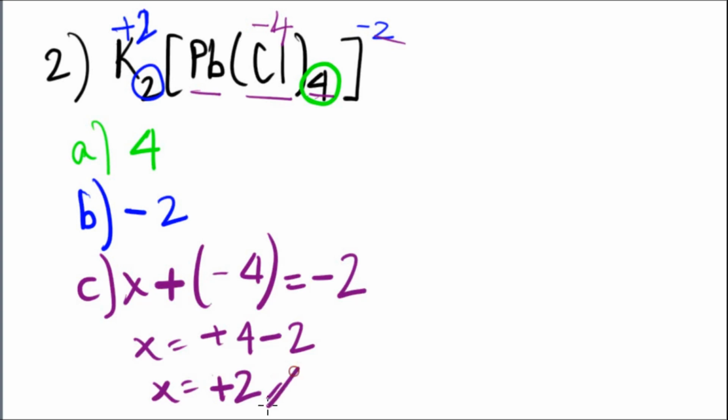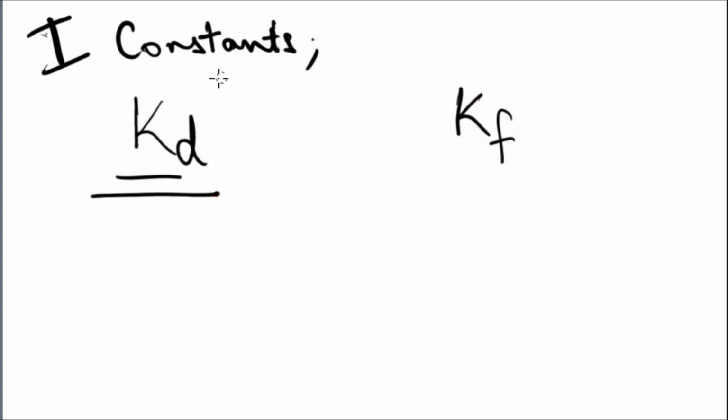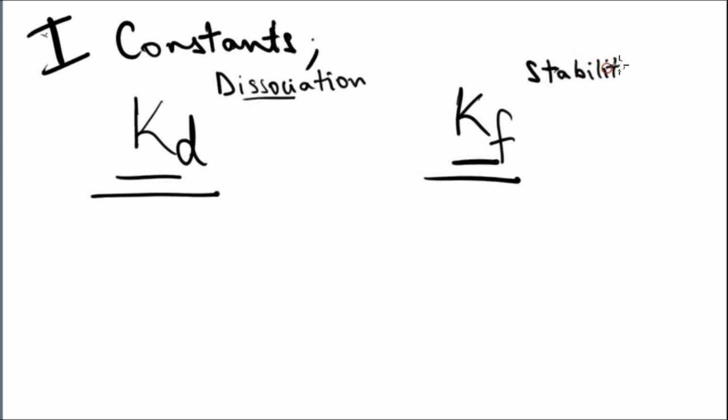Easy, right? Okay, with that, we're going to start our new lesson for today, a continuation. First we will speak about the constants. There are 2 constants for this topic. One is the Kd and the other one is Kf. Kd stands for dissociation constant. It's when the coordination compound breaks down into its individual molecules, and Kf is known as the association constant, or formation constant, or mainly as the stability constant.